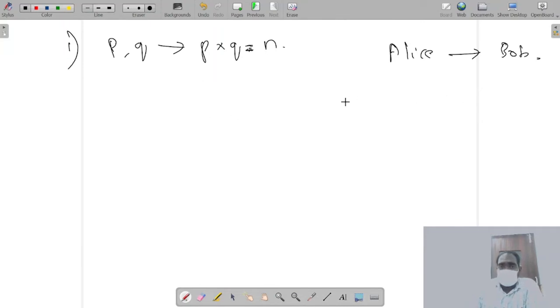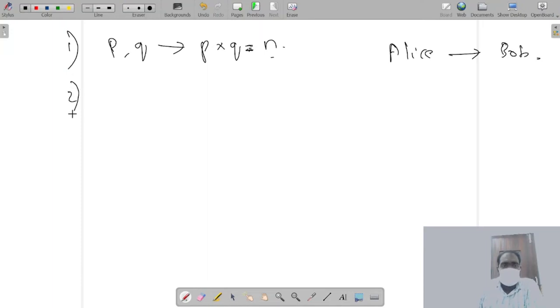Again, remember that even if P and Q are like 150 digits, we can multiply them easily, and the result will be of 300-400 digits. And getting back these two numbers is hard even for supercomputers. All right. So we take two big prime numbers and we multiply them to get N.